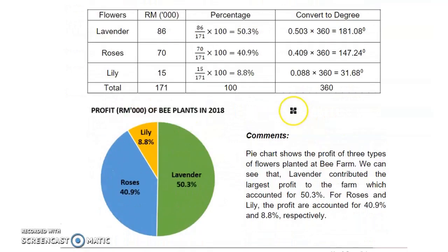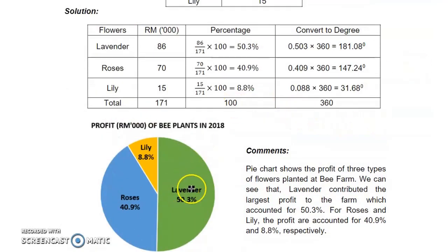Okay, look at how we give comment or brief explanation. The pie chart shows the profit of 3 types of flowers planted at a bee farm. We can see that lavender contributed the largest profit to the farm, which accounted for 50.3%. For roses and lily, the profit accounted for 40.9% and 8.8% respectively.